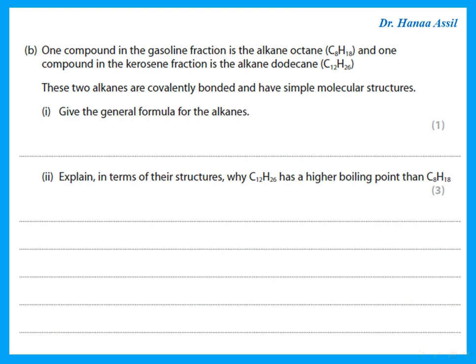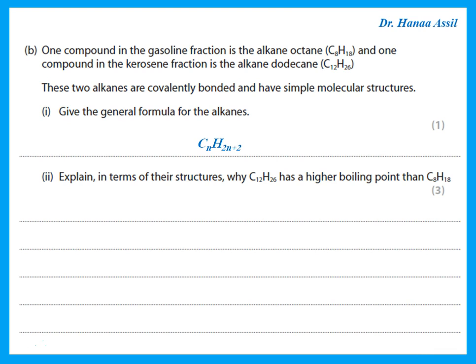Then he says one compound in the gasoline fraction is the alkane octane, C8H18, and one compound in the kerosene fraction is the alkane dodecane, which is C12H26. Now, these two alkanes are covalently bonded and they have simple molecular structures. Give the general formula for alkanes. Remember that we said you have to know general formula for alkane and for alkene. The one for alkane is what?